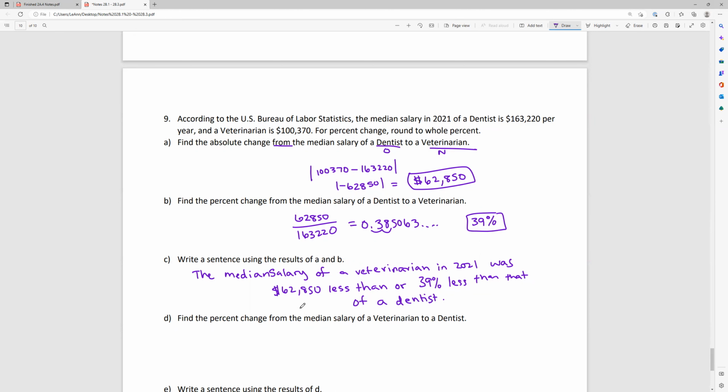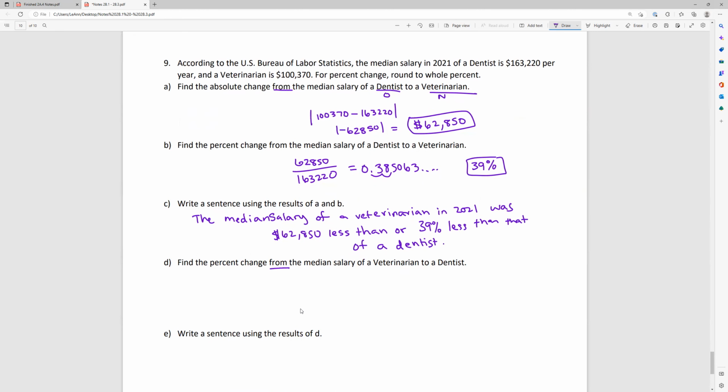And then we want to do what's the percent change if we switch the order from the vet to the dentist. So now the vet is going to be the old and the dentist is going to be the new. So it changes the order. We have now 163,220 minus 100,370. But we're dividing by the old now, which is the 100,370. That is going to equal 0.62618, and that keeps going. Round that to the nearest whole, that's going to be 63%.